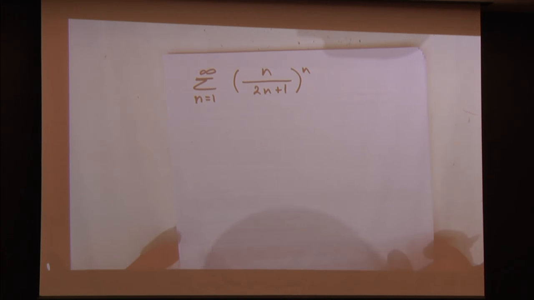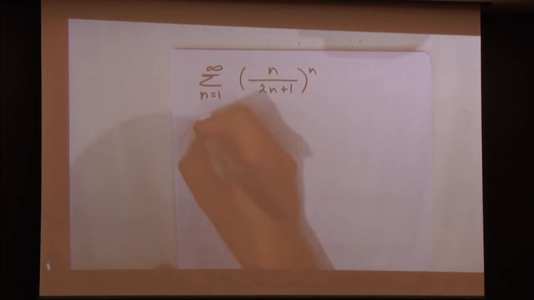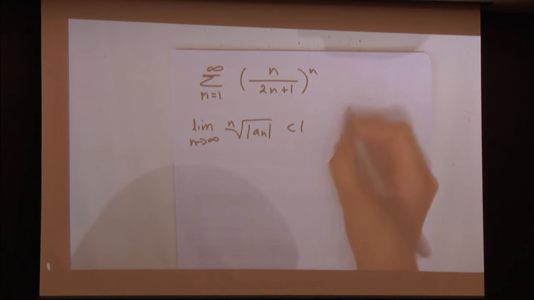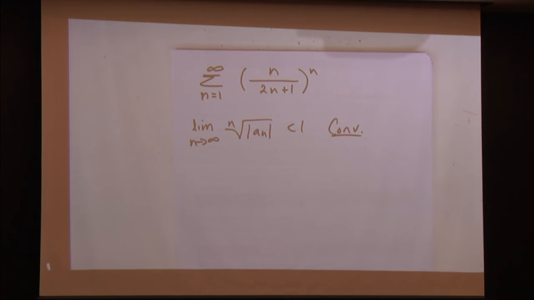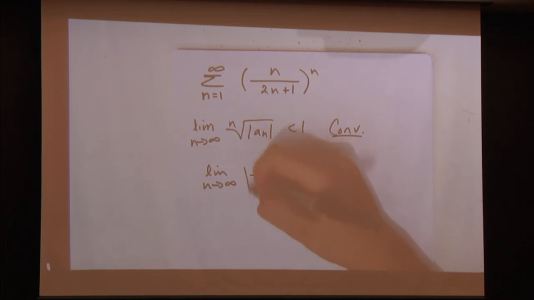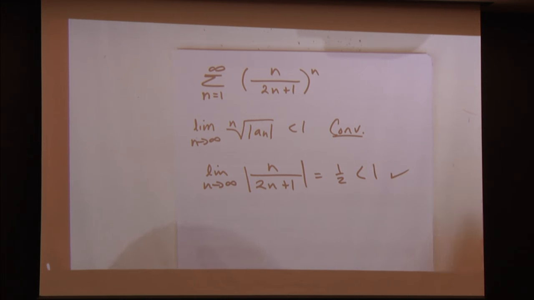Okay, so this is root test. You will very rarely do root test. Today is one of those occasions. It is the limit of the nth root of a to the n. If this is less than 1, then what? It converges, and life is good. Okay, so we do the root test. We take the limit as n approaches infinity of n over 2n plus 1, absolute values. This is equal to 1/2, which is less than 1. So it does converge.